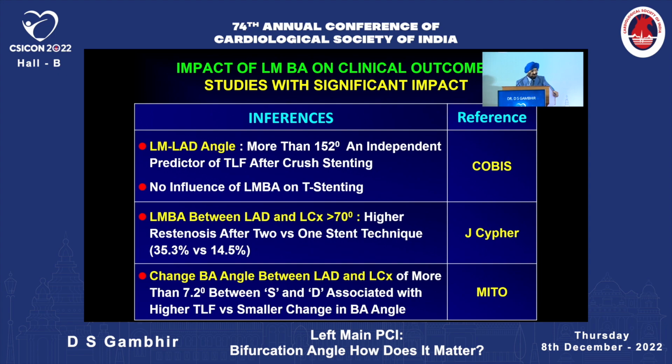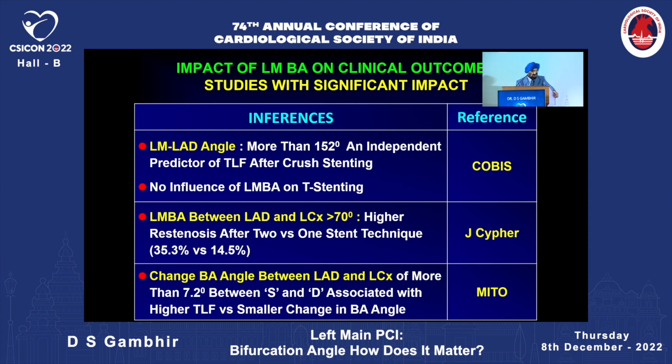So the wider angle between LMCA and LAD is a predictor of a bad outcome. Then the angle between LAD and LCX, if it is more than 70 degrees, there is a higher restenosis rate if a two-stenting technique is done as compared to one stent or provisional stenting. 35% versus 14%.